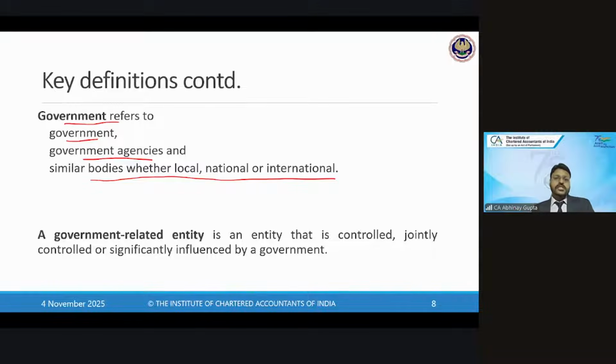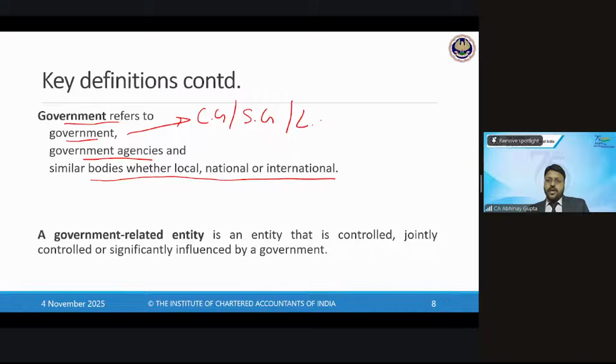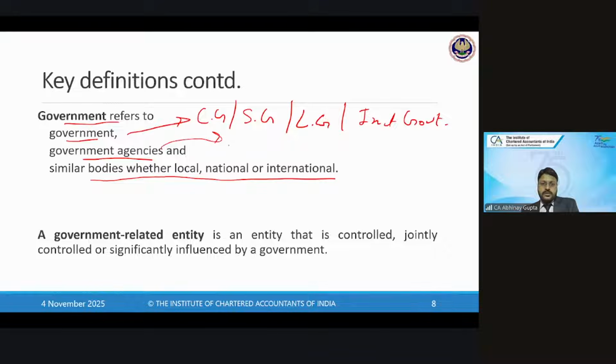This is something we heard before, right? Are you able to recall in which standard we discussed this definition? Government grants, Ind AS 20. So government means any central government, any state government, any local government, or any international government, or government agencies. Which are those? NHAI, NHB, RBI, SEBI. All these are government agencies or other similar bodies.